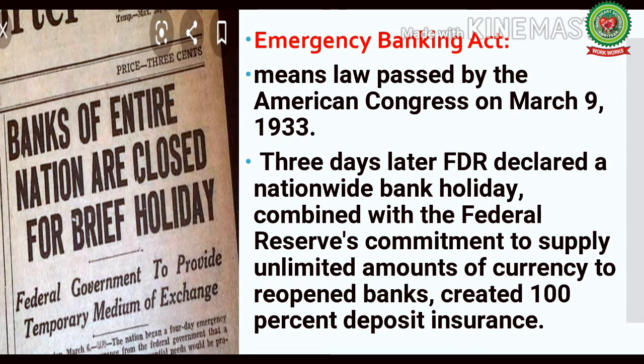Emergency Banking Act. It means a law passed by the American Congress, or legislature, on March 9, 1933. Three days later, FDR declared a nationwide bank holiday, combined with the Federal Reserve's commitment to supply unlimited amounts of currency to reopen banks, which created 100% deposit insurance. The failure of the banks was the main reason for the economic depression of America in 1929.